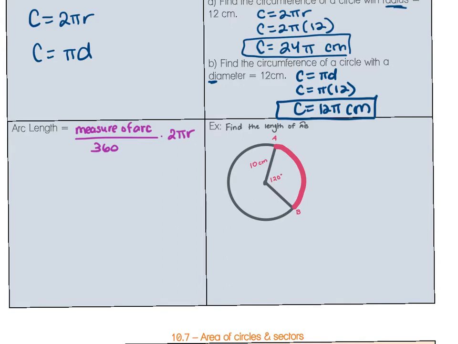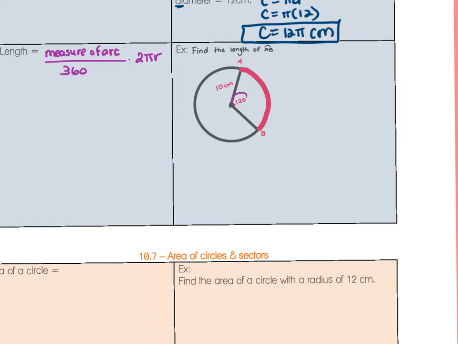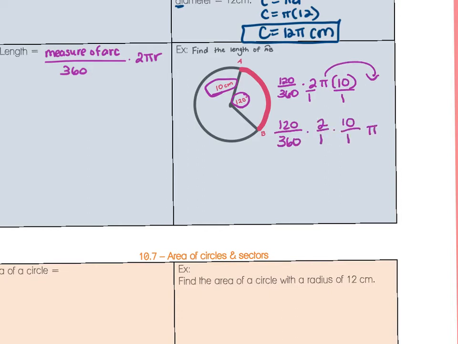So if I look at that example for arc length, it's finding the length of arc AB, which is the pink arc. I'm going to find the measure of that arc, which is the same as the measure of the angle. So it's 120 over 360 times 2 times pi times the radius, which is 10. Now the easiest thing to do with these is put all of this over 1 and bump the pi to the end. So it would be 120 over 360 times 2 over 1 times 10 over 1 and put the pi at the end. If you want to simplify the 120 over 360, you can, but you don't need to.